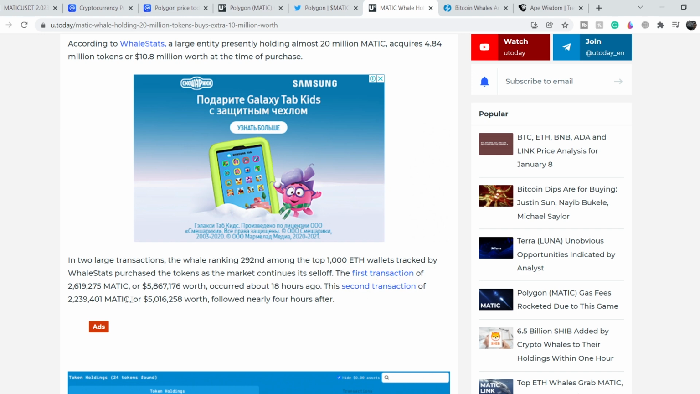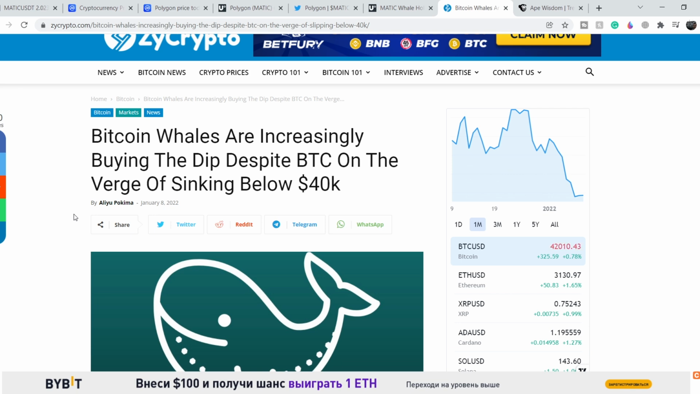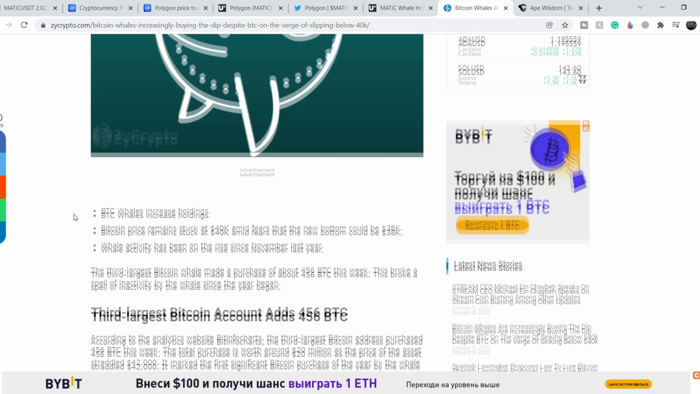The first transaction of roughly 2.6 million Matic or $5.8 million worth occurred about 18 hours ago. The second transaction of 2.2 million Matic or around $5 million worth followed nearly 4 hours after. So, very good news. And on top of that, let me show you this one, that Bitcoin whales are increasingly buying the dip despite BTC on the verge of sinking below 40,000.